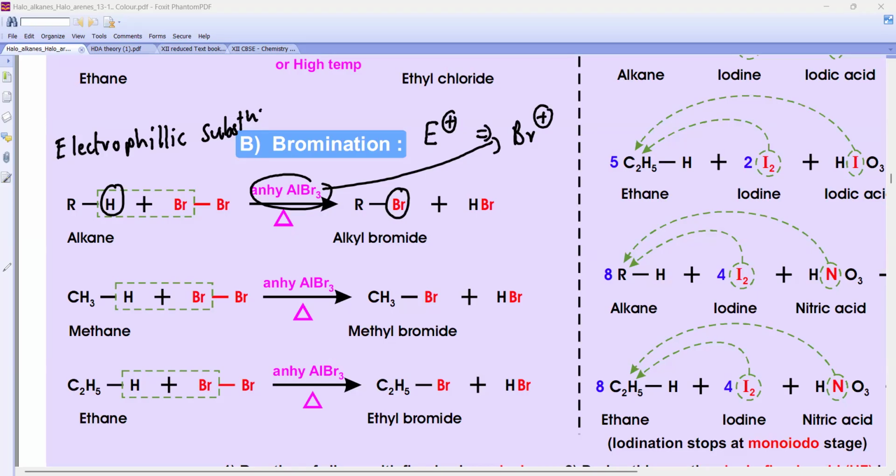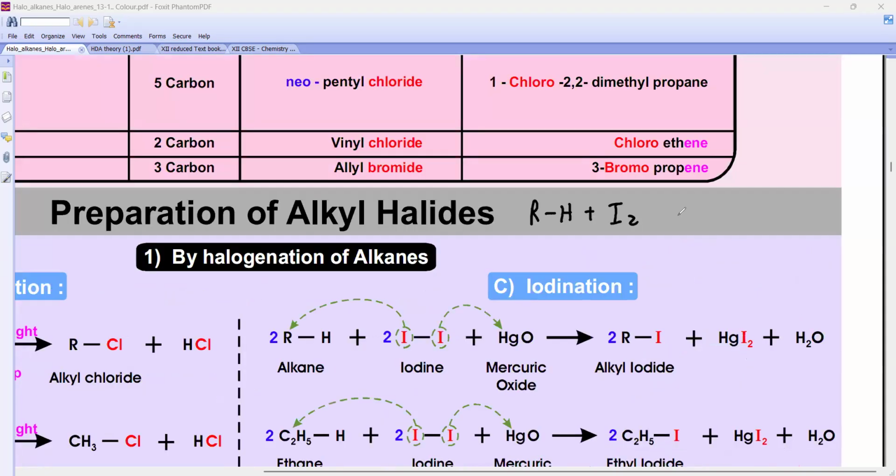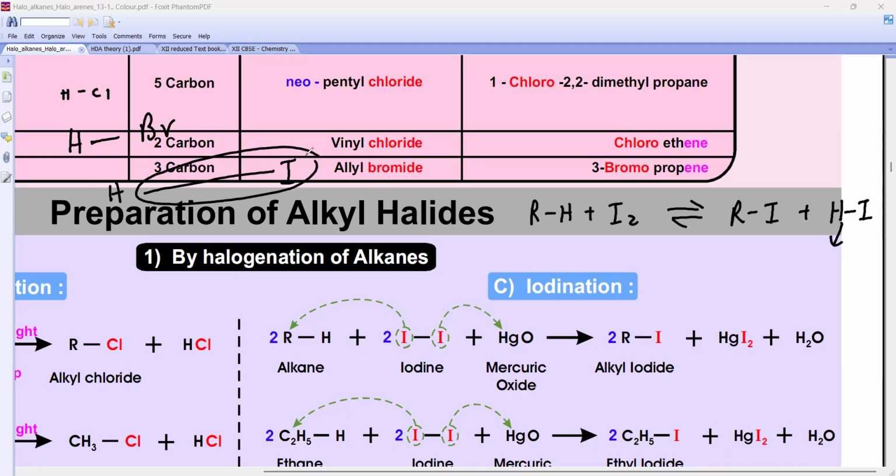Now, direct iodination was not possible. Why was direct iodination not possible? Because if I directly add iodine, the reaction becomes reversible. Why does it become reversible? Because of HI. The HI bond length is big. As you go down the group, HCl, HBr, and HI, who is the biggest? This bond is bigger, so it is unstable. It will break and make the reaction reverse.